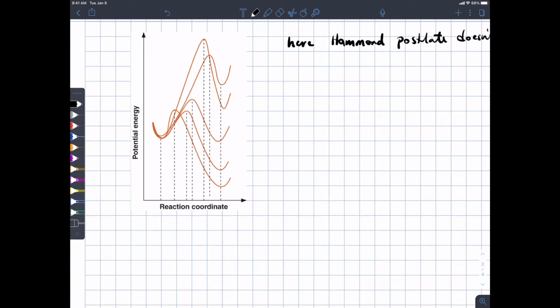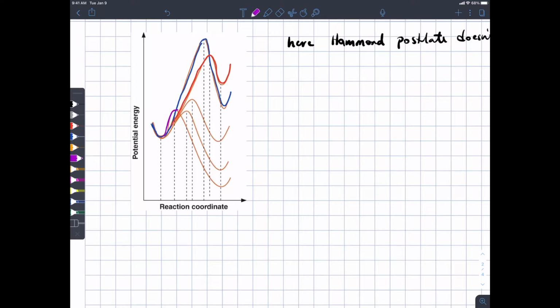They should have used different colors here, it's hard to tell. We have the same energy starting materials. Here is a transition state that's highest in energy, but it leads to a product that is not highest in energy. Here is a transition state that is not highest in energy, but it leads to a product that is highest in energy. So this is a case, let's see, let's highlight one more.